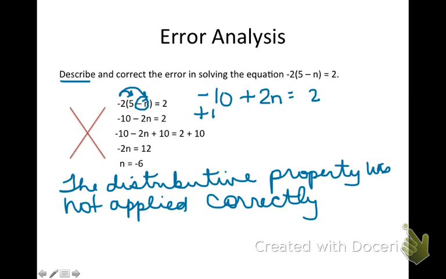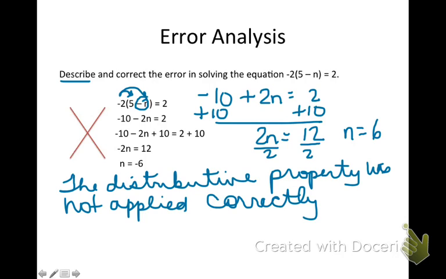So we'll add 10 to both sides. We'll get 2n is equal to 12, and when we divide, n is actually equal to 6. It's a positive 6, not a negative 6.